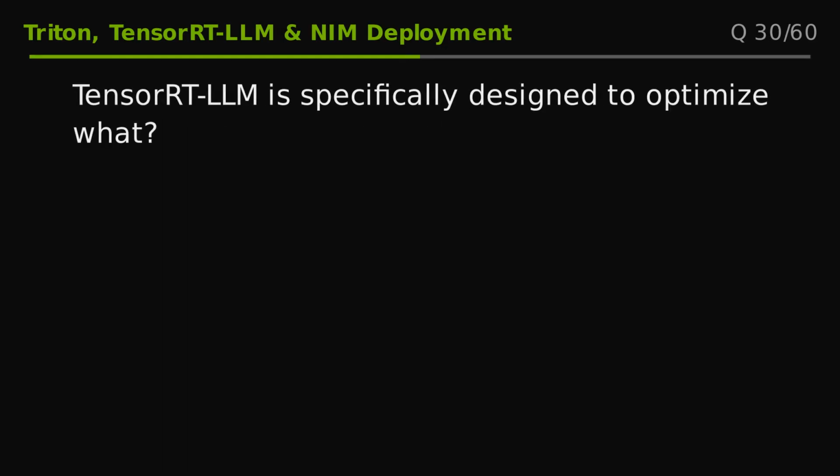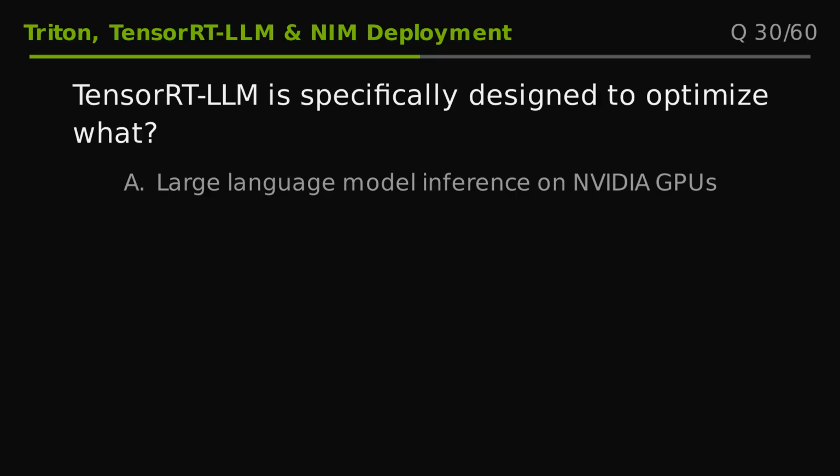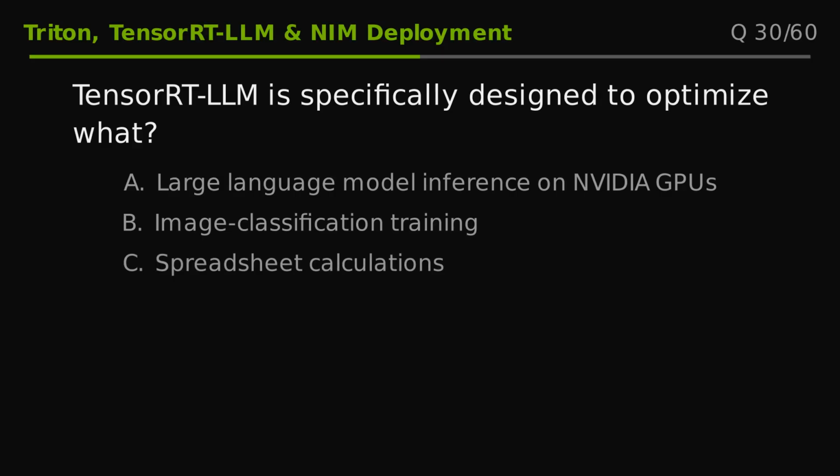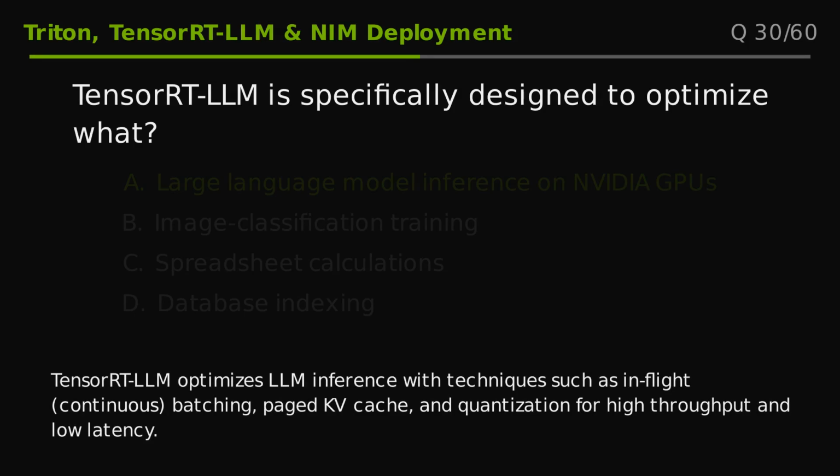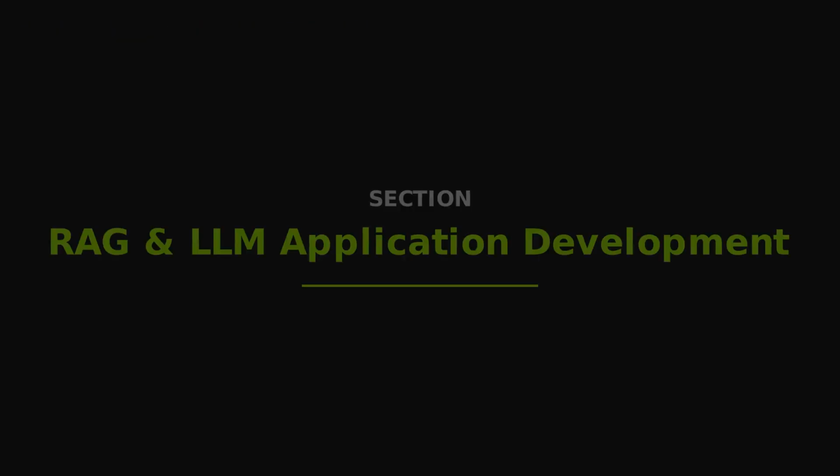Question 30. TensorRT-LLM is specifically designed to optimize what? Option A. Large language model inference on NVIDIA GPUs. Option B. Image classification training. Option C. Spreadsheet calculations. Option D. Database indexing. The correct answer is A. TensorRT-LLM optimizes inference with techniques such as in-flight, continuous batching, paged KV cache, and quantization for high throughput and low latency.